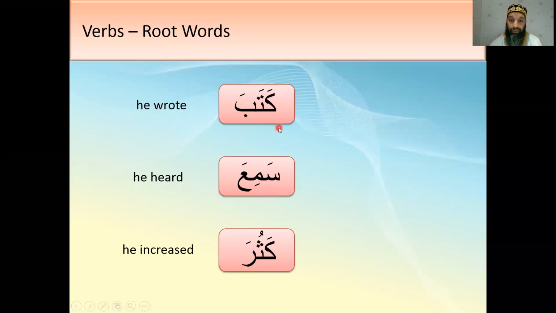Okay, so look, the haraka on the middle letter is different. The first one has a fatha, a zabar. The last one has a fatha, a zabar. But the middle one here has a fatha, zabar. Over here it has a kasra, zair. And over here it has a dhamma, which is a pesh.